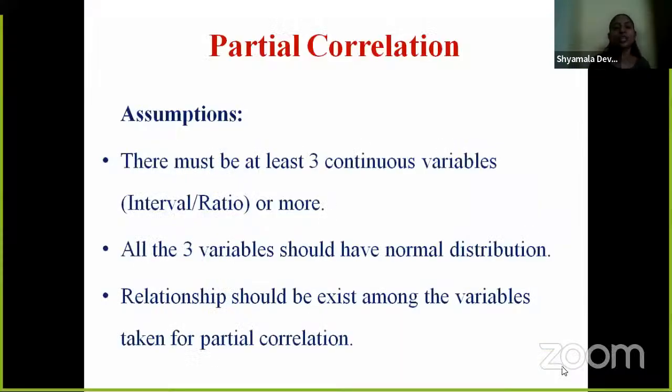Okay. So in partial correlation, there must be continuous variables. For biserial correlation, there are 2 variables, right? But for partial correlation, we are supposed to take 3 variables, and all the 3 variables should have a normal distribution. And unless there exists a correlation between 2 variables, we can't do partial correlation. Okay, I'll tell you why at the end of the presentation.